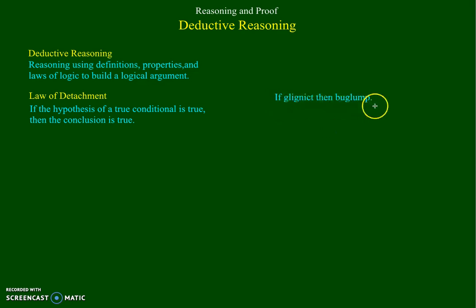Now here we have another conditional statement. If Glicknicht, then Buglump. Now, on the surface you might chuckle and go, that doesn't make any sense. Precisely. Don't worry about whether or not this is true or whether it makes sense. Just know that we only need to know that this will happen if this is true. Here is your hypothesis, Glicknicht, whatever that is, who cares, it doesn't matter. Then Buglump will happen, whatever that is. We don't care what it is. If this is true, then this must be true.